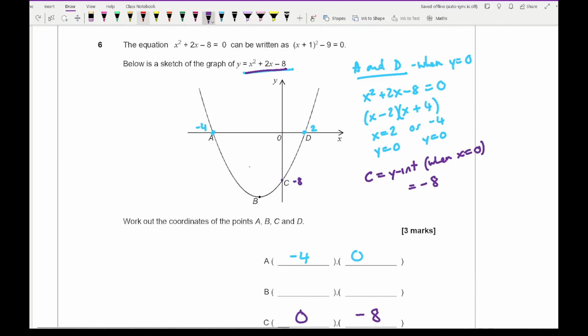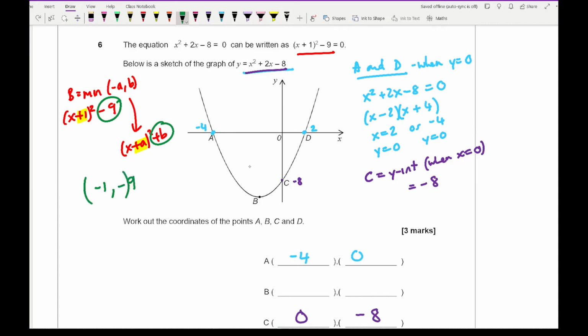Then to work out what B is, B is the minimum point. So let me just write that here. B equals the minimum point, and I can work that out from looking at my completing the square format, (x plus 1) squared minus 9. The minimum point is at minus a, b, when the form is (x plus a) squared plus b. Comparing these two, a equals 1, so minus a is going to be minus 1, and b is minus 9.